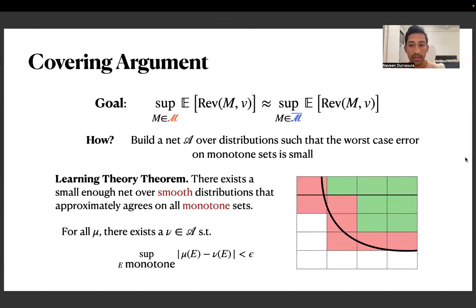And the intuition for why such a cover exists, again, is similar to the previous result. In essence, we can construct a net of distributions where on all unions of boxes, there's small error. And then because the boundary has small Lebesgue measure, by smoothness, we can discount it.